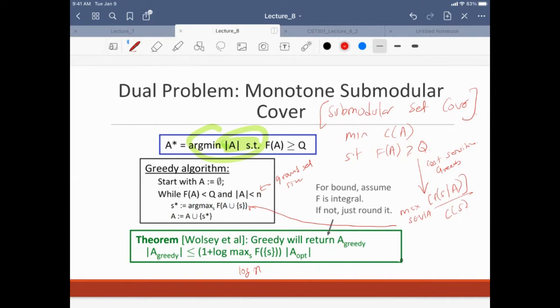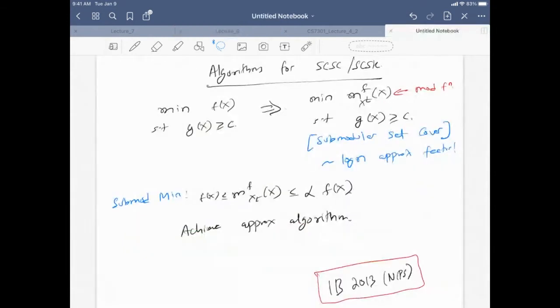Does it make sense? Yes, thank you. You're welcome. Any other questions? Anything else? In general, about submodularity, about applications.